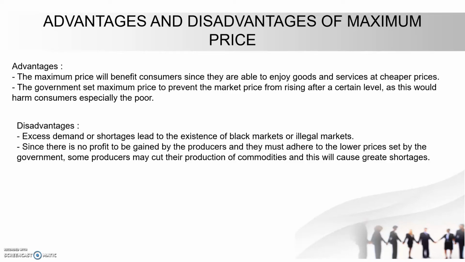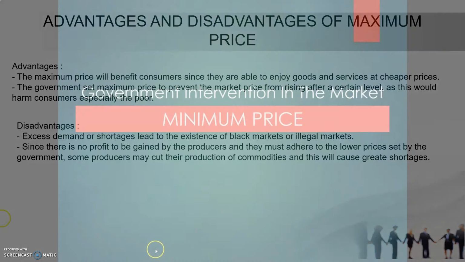Disadvantages: excess demand or shortage leads to the existence of black markets or illegal markets. Other than that, since there is no profit to be gained by the producers, some producers may cut their production of commodities and this will cause great shortage.